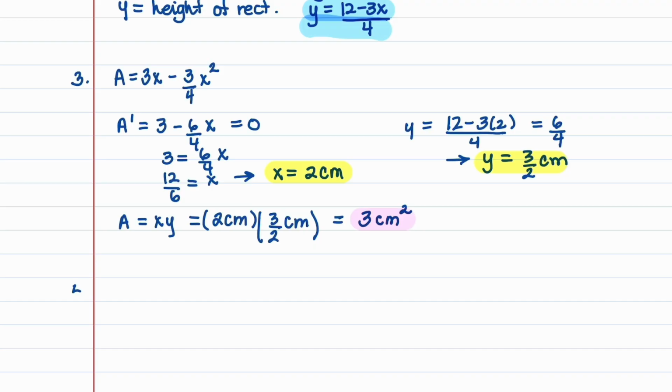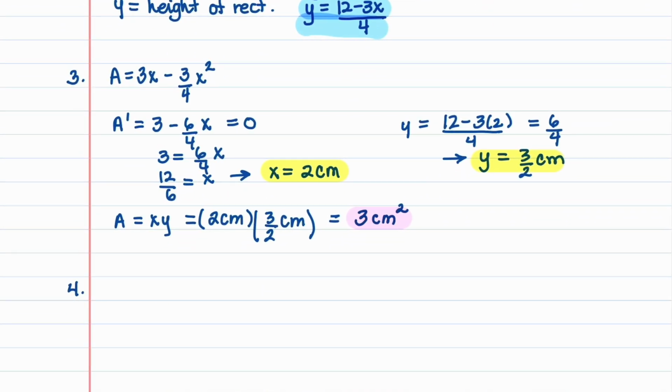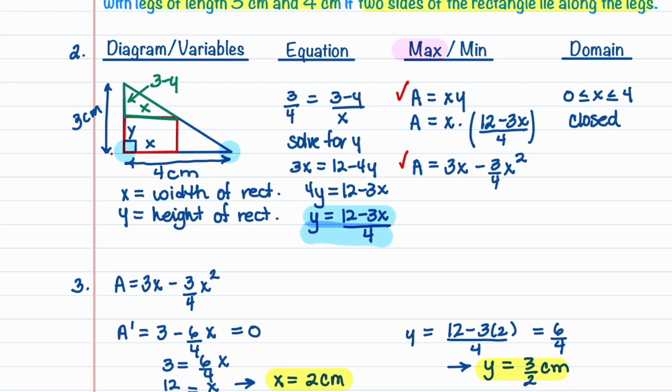It may now feel like we're done, but we're not quite done. What we have to do now is justify that this area that we got is a maximum. And to do that, we have to go back to our domain and see if it's open or closed. This domain is closed, so that means that to justify that our area is a maximum, we have to find A at our endpoints and then compare it to the 3 centimeters squared. To find our area at the endpoints, let's go back up and look at our diagram. At this point on our left, x is equal to 0, and then at this point on our right, y is equal to 0.